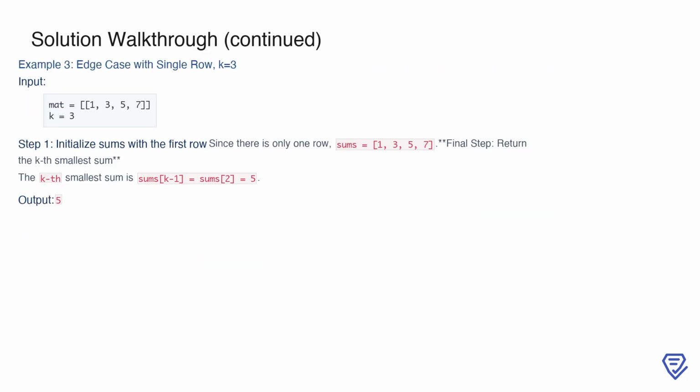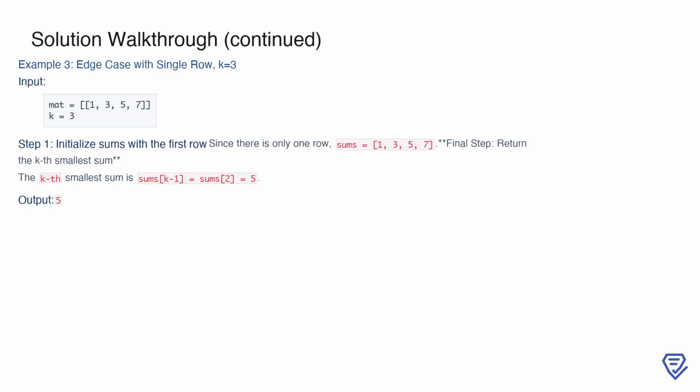In this final example, we handle an edge case where the input matrix has only one row, [1, 3, 5, 7], and k equals 3. Since there is only one row, we initialize sums directly with this row, so sums equals [1, 3, 5, 7]. Since no merging is needed, the kth smallest sum is simply the kth element in this row.